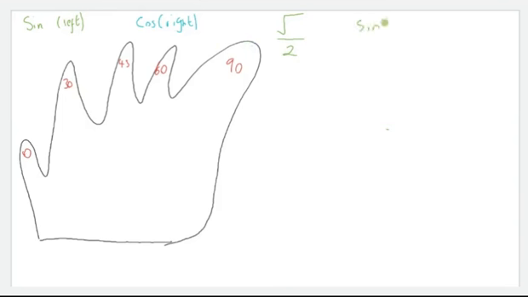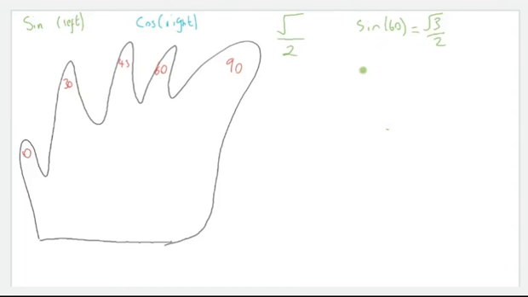So if I wanted to work out, for example, sine of 60, I look at the number of fingers to the left of 60. So that's 45, 30, and 0. So that's 3 fingers. So we put the 3 underneath the square root. And the square root 3 over 2.